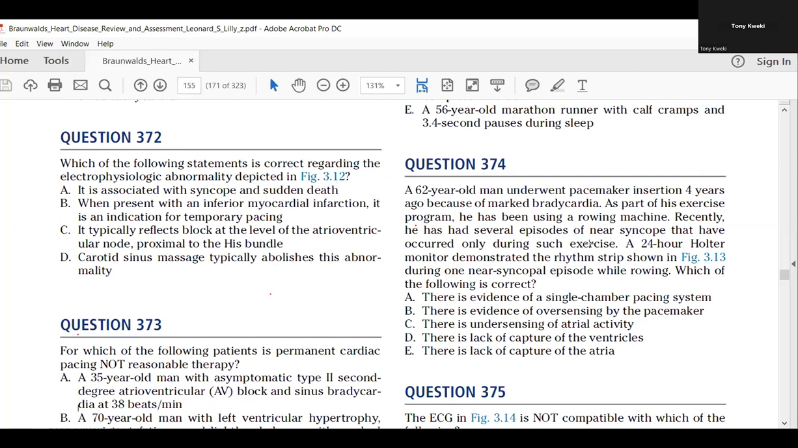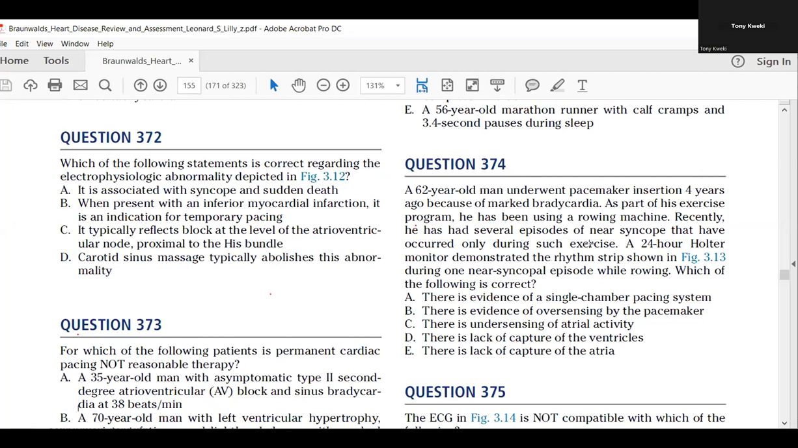We could see that that happened when the muscle movements or fasciculations were happening, and because of the muscle contraction, that was when the pacemaker oversensed and there was no output. Also, you see that there is undersensing of atrial activity. Well, that's not true, because we can see that there are the atrial spikes.